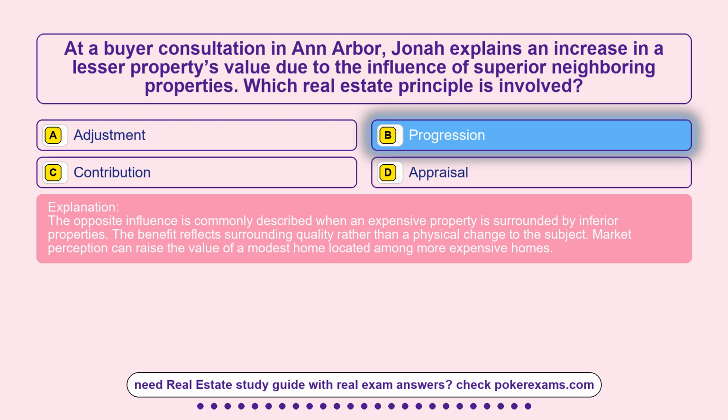The opposite influence is commonly described when an expensive property is surrounded by inferior properties. The benefit reflects surrounding quality rather than a physical change to the subject. Market perception can raise the value of a modest home located among more expensive homes.